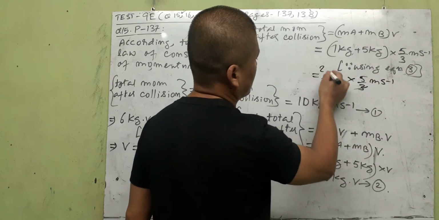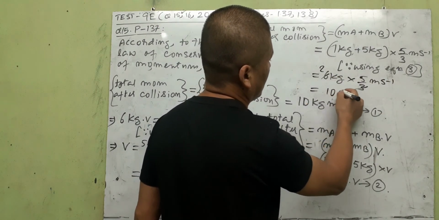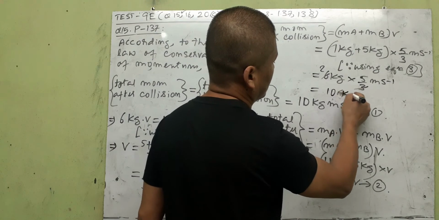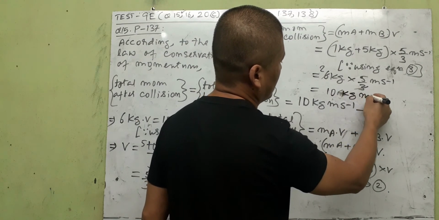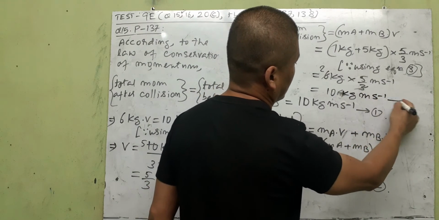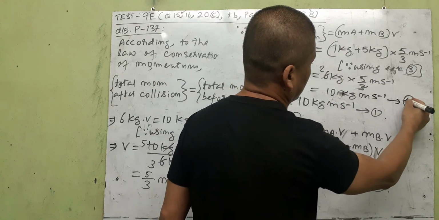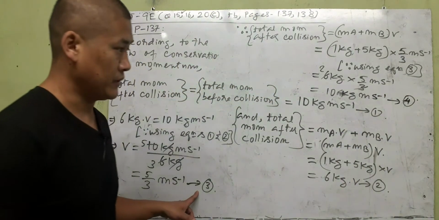So 3 2s are 6, and 2 5s are 10. The unit of momentum is always kg meter per second, so that is correct. Equation number 4, I think it's 4 if I'm not wrong. The last one was 3, yes.